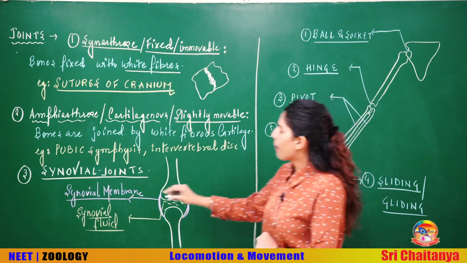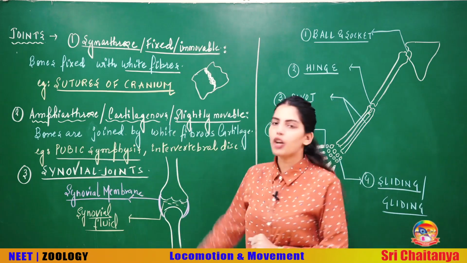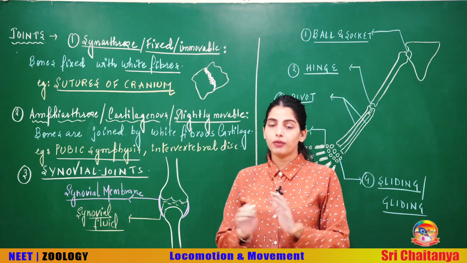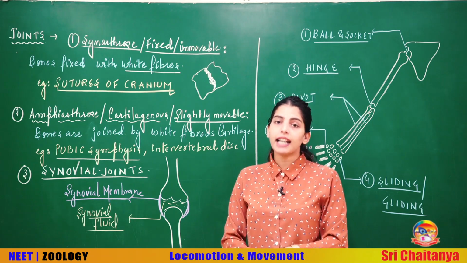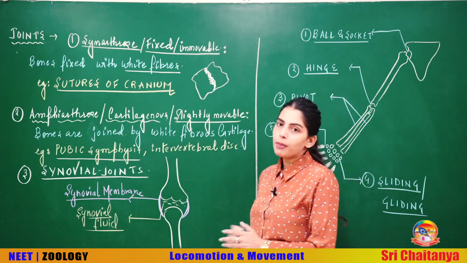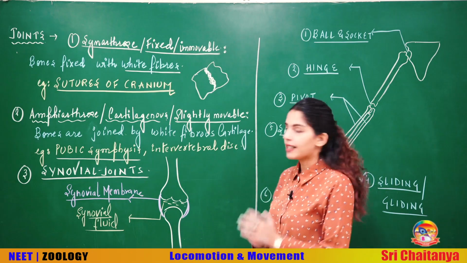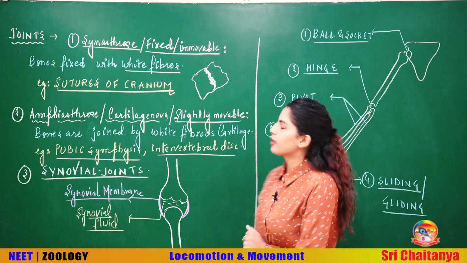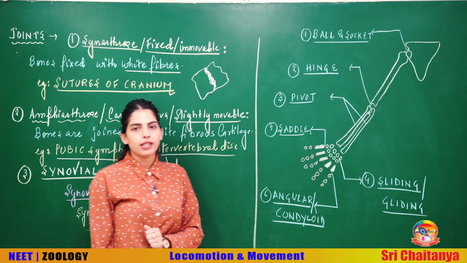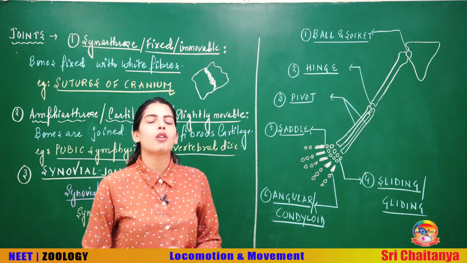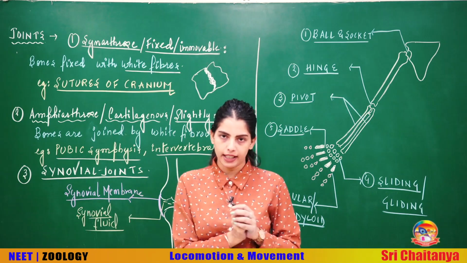The examples are the pubic symphysis. Just now we discussed that each coxal bone is fused on the ventral side with the help of the pubic symphysis, which is a type of cartilaginous joint, a white fibrous cartilage. Talking about the intervertebral disc, which is present in between two vertebrae, that's also an example of a slightly movable joint.